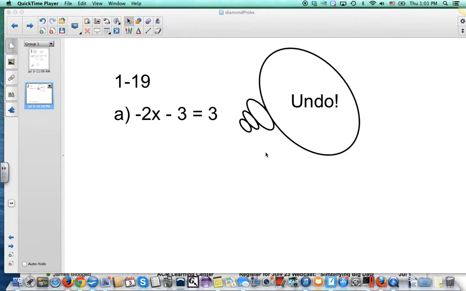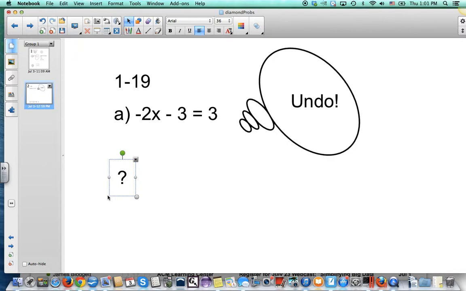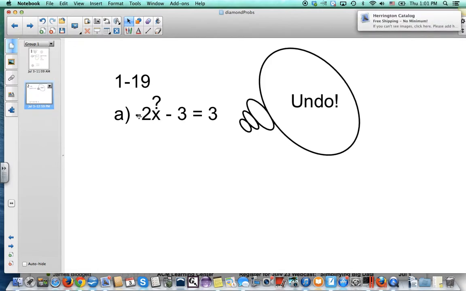Okay, this topic is solving an equation that has just one variable in it. This question comes from problem 119 in your review preview problems, and it's specifically going to be part A. The variable, the thing that I don't know, we're just going to call x. So I'm saying negative 2 times something minus 3 is equal to 3.